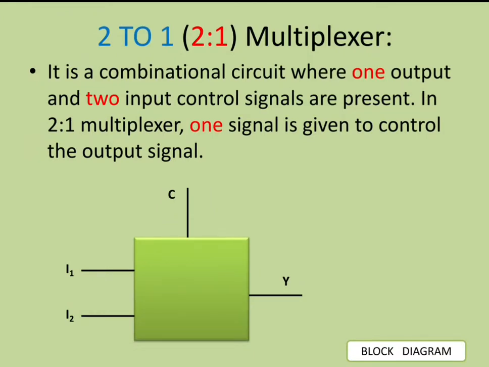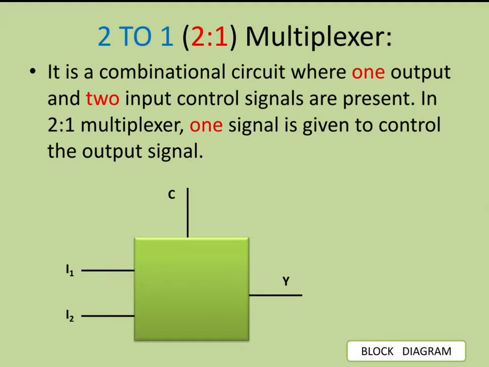And now we have the 2:1 multiplexer. The name indicates 2 inputs and 1 output. See, for controlling 2 inputs and providing 1 output, we require a control signal also. That's why see, the block diagram is having C as the control signal. It is a combinational circuit where 1 output and 2 input signals we are having. In the 2:1 multiplexer, one signal is used to control the output signal. Only one is required to control 2.